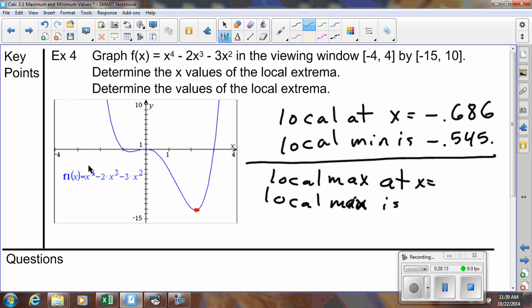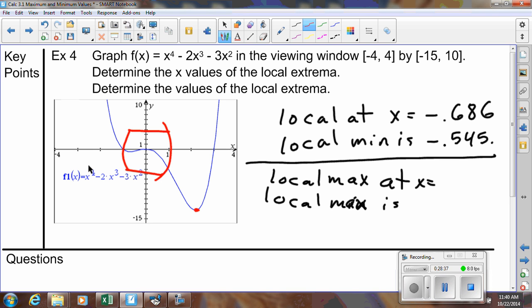One thing to keep in mind, though, what if I'm not looking at the entire function? What if we're saying, I want to look at only these x values? Do we have an absolute maximum or a minimum in that interval?